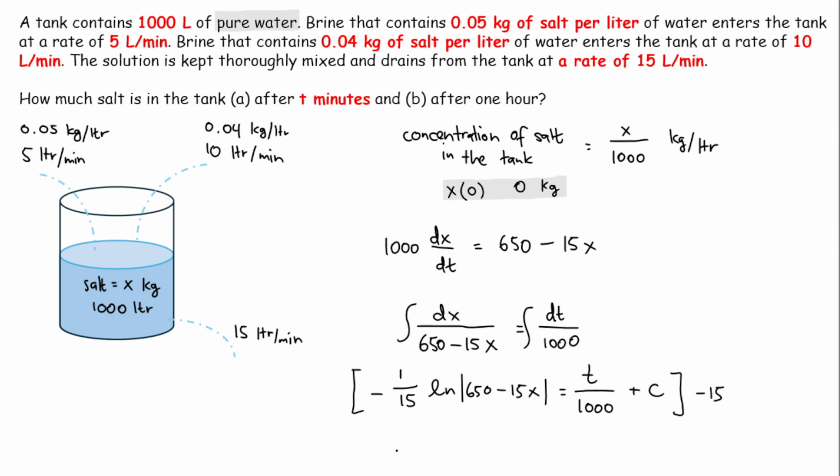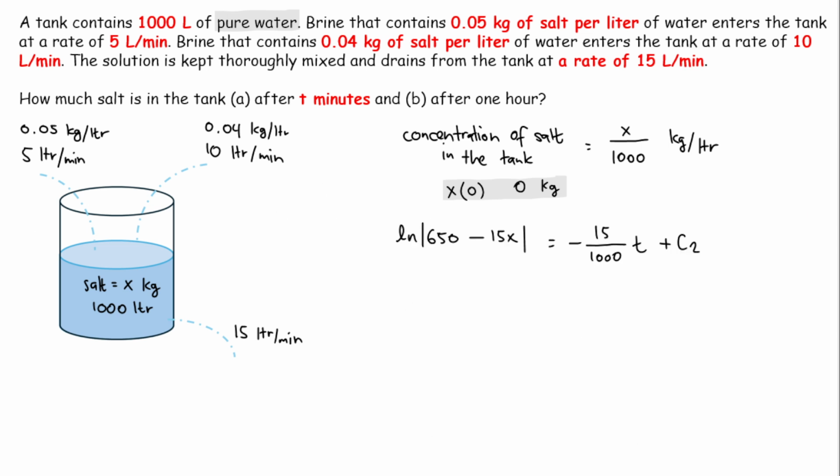Okay, so we will have natural log of 650 minus 15x, and then we will have minus 15 divided by 1000 t, and then a constant multiplied by minus 15, that will be another constant. So let's just name this as constant number 2. Good. Okay, let's continue this after cleaning up the slide.